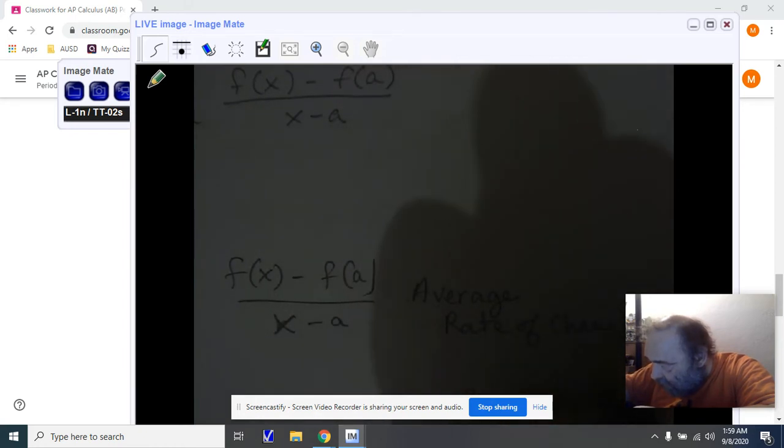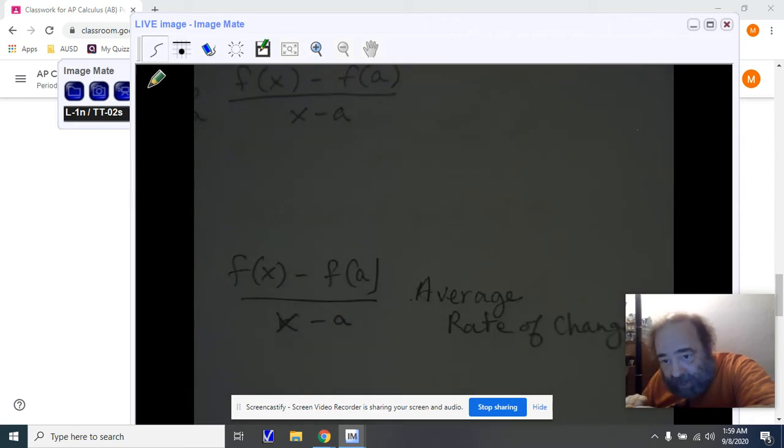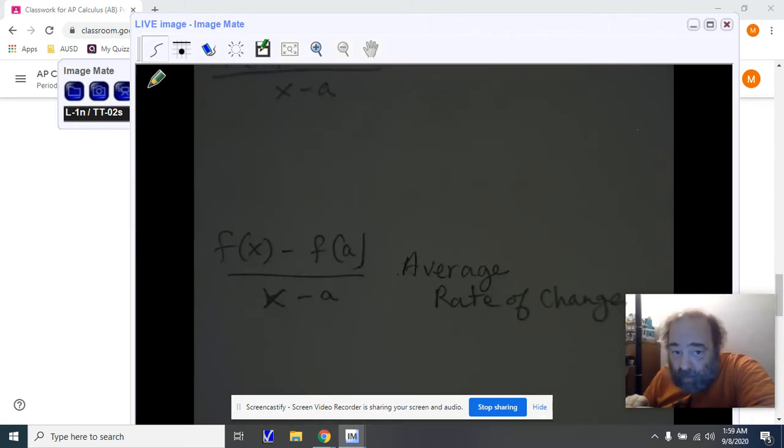Anytime they're asking you to find an average rate of change, you are going to be working with the slope formula between 2 points. Don't freak out about it. Your job is to recognize what they want.